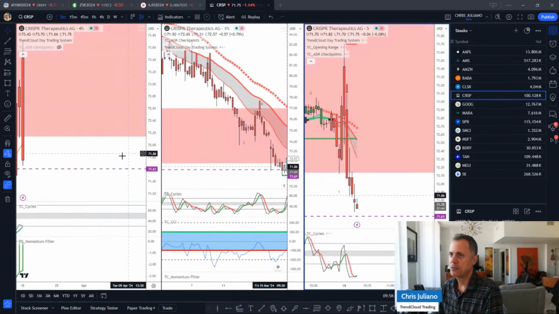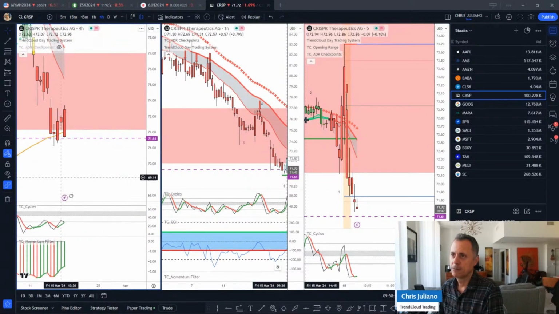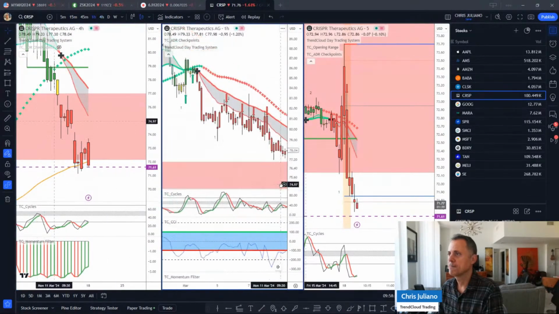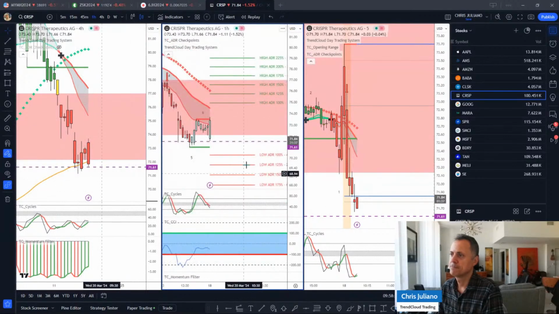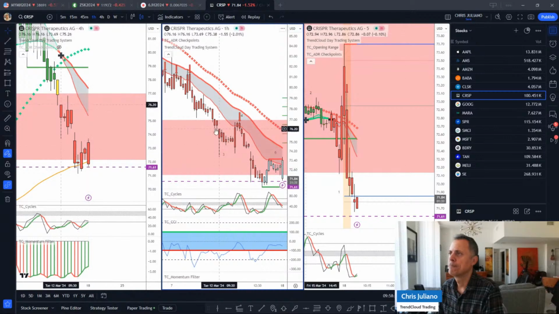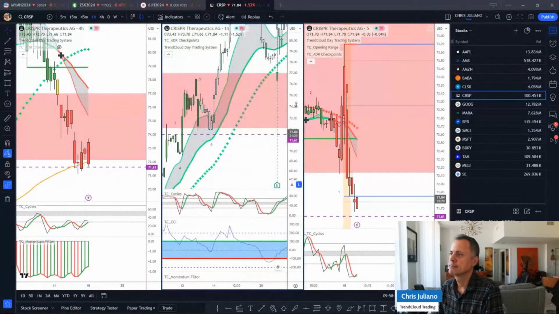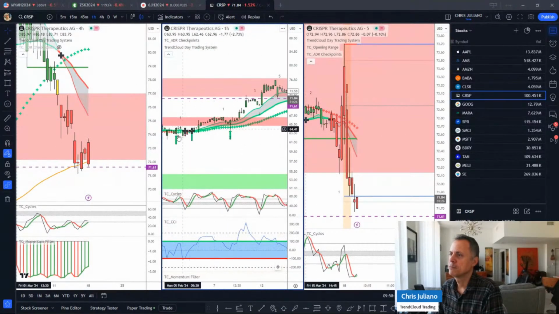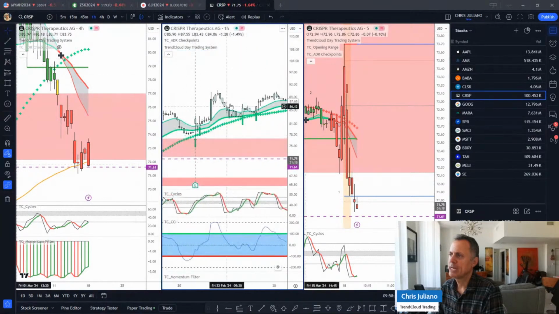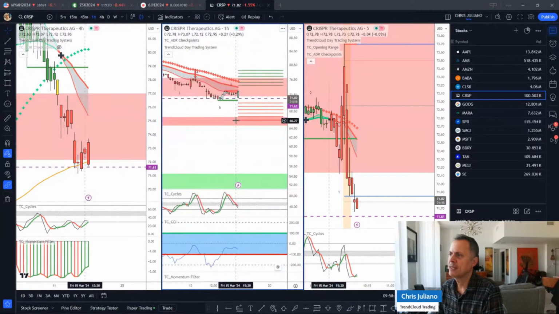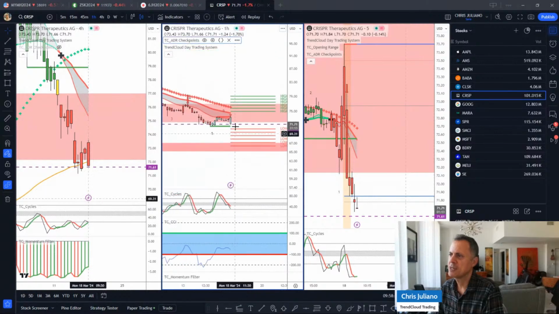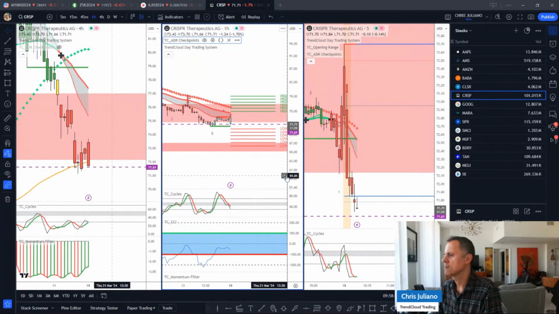CRISPR, a lot of people love CRISPR. CRISPR's on sale, isn't it? CRISPR's extended to the downside. Here's where we bought it last, right? Trend cloud crossover, went extended all the way up, and now we're extended to the downside. Get ready. All right.